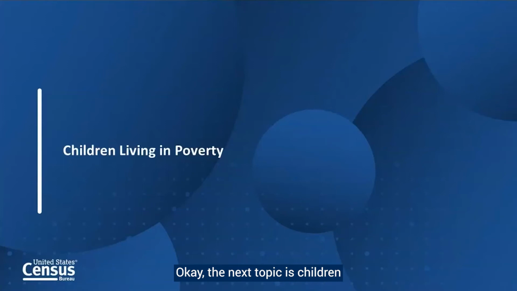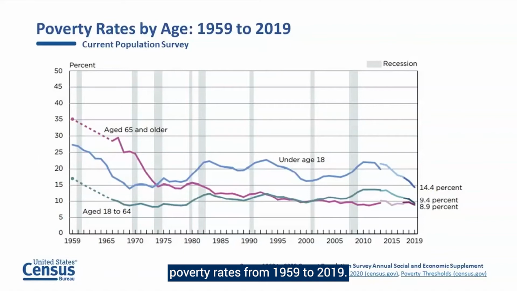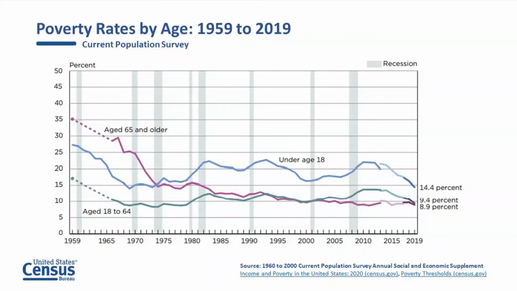Okay, the next topic is children living in poverty. This line chart shows the poverty rates from 1959 to 2019. In 2019, the poverty rate for people under the age of 18 decreased to 14.4%, down from 16.2% in 2018. This means approximately 10.5 million individuals under the age of 18 were in poverty in 2019. And this 14.4% poverty rate reflects the lowest child poverty rate observed since 1973.